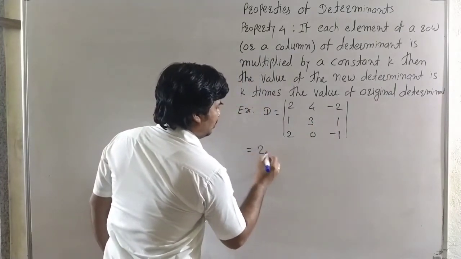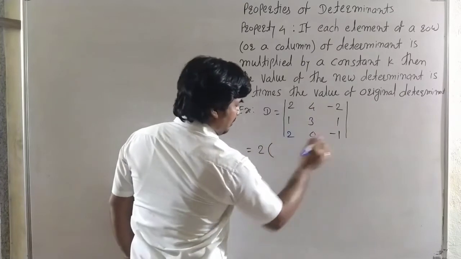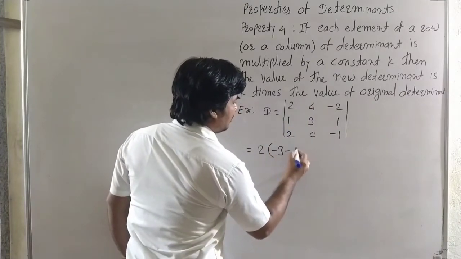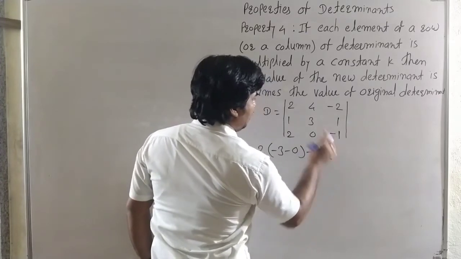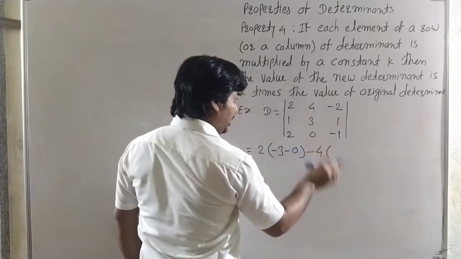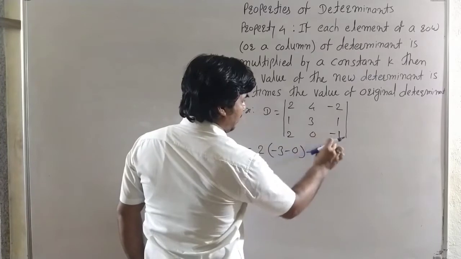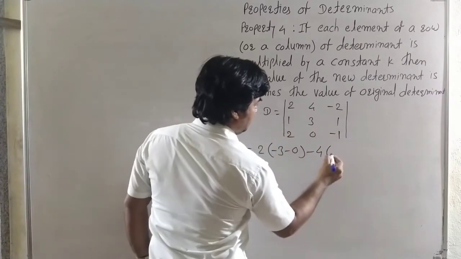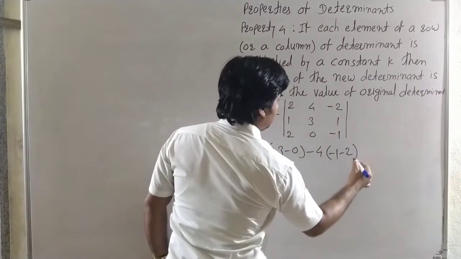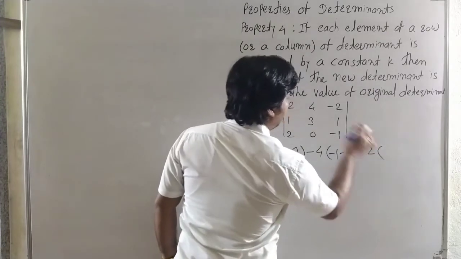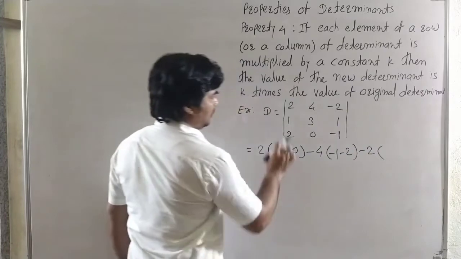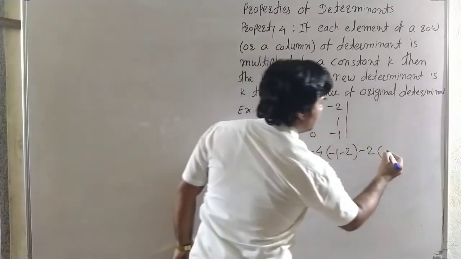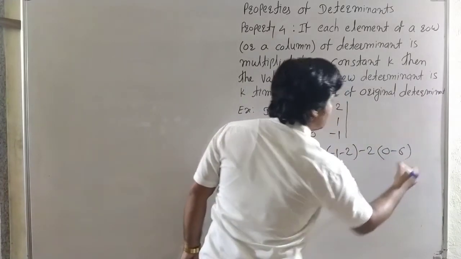Expanding along the first row: 2 into minus 3 minus 0, then change the sign of the middle term, minus 4 into 1 into minus 1 minus 2, and the third number as it is, minus 2 into 0 minus 6, that is minus 6.